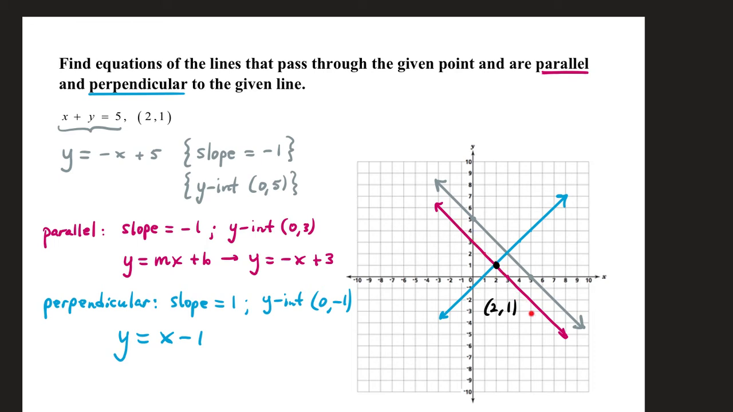This red line goes through the point 2, 1, and it's parallel to the gray line. The blue line goes through the point 2, 1, and it's perpendicular to the gray line. There's a 90-degree angle.